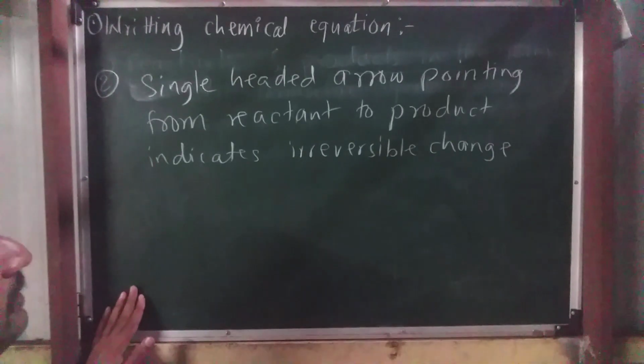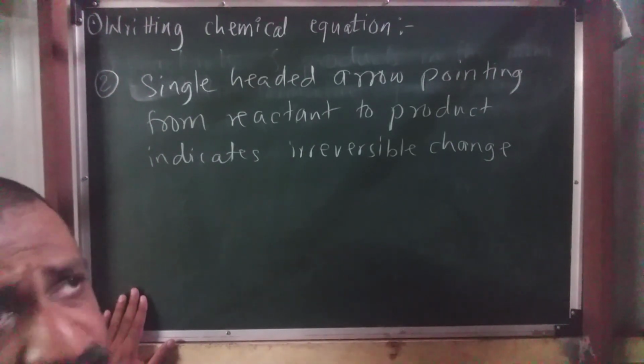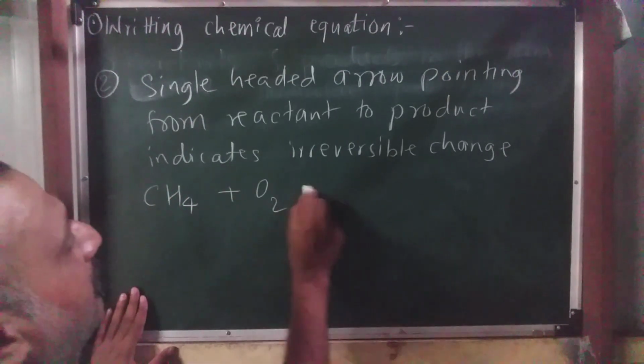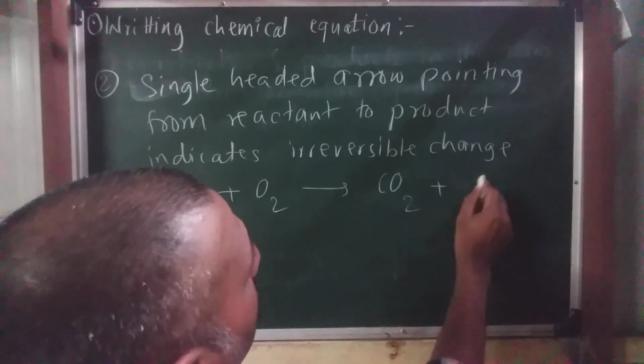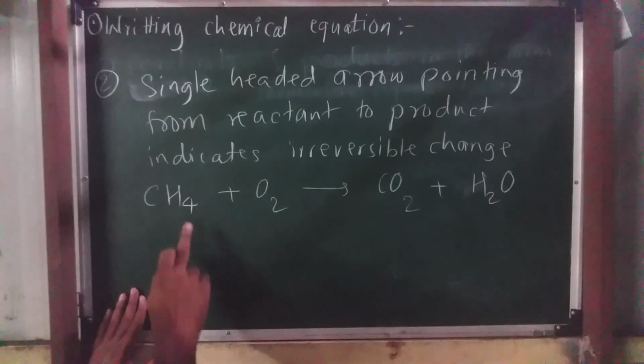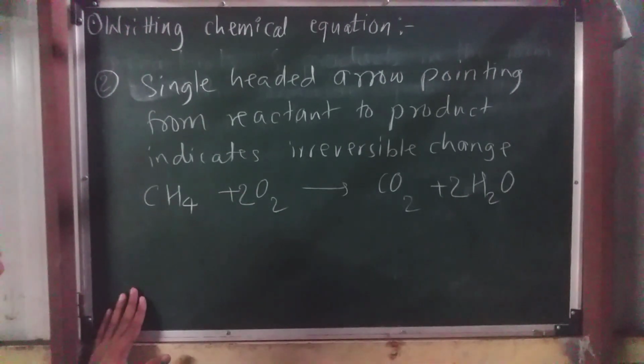Okay, for example, which are the irreversible changes? Yes, combustion reaction is the irreversible one. For example, methane on combustion results in the formation of carbon dioxide and water vapor. Okay, so here we have the 4 hydrogen atoms. I'll write here 2, and now the equation is balanced.